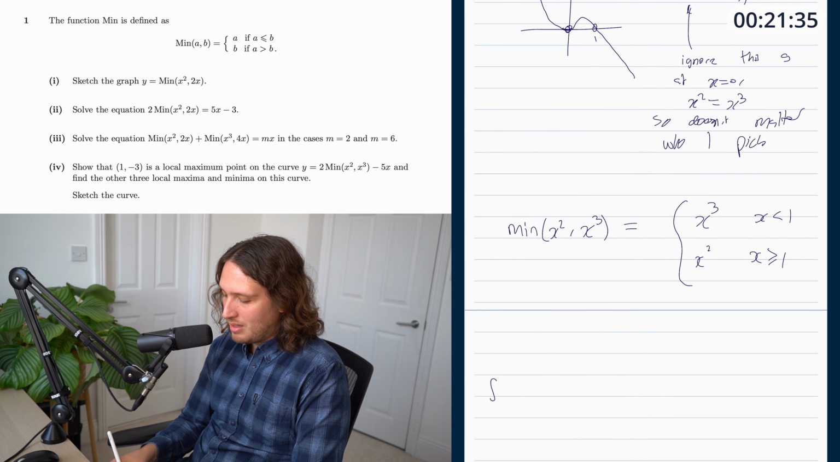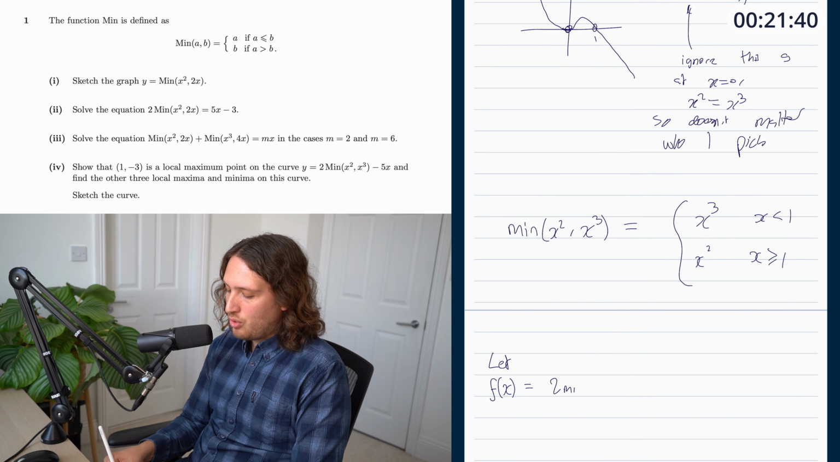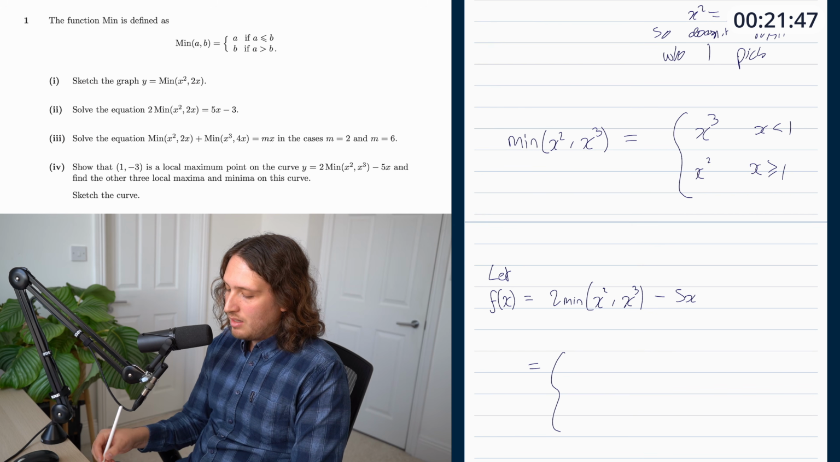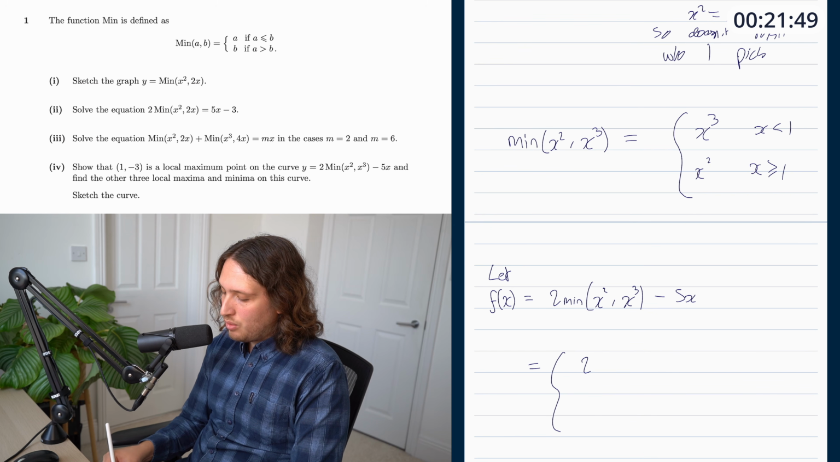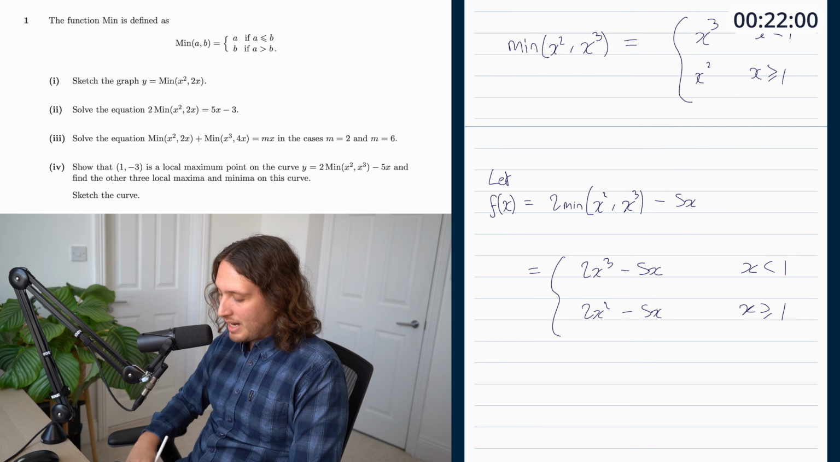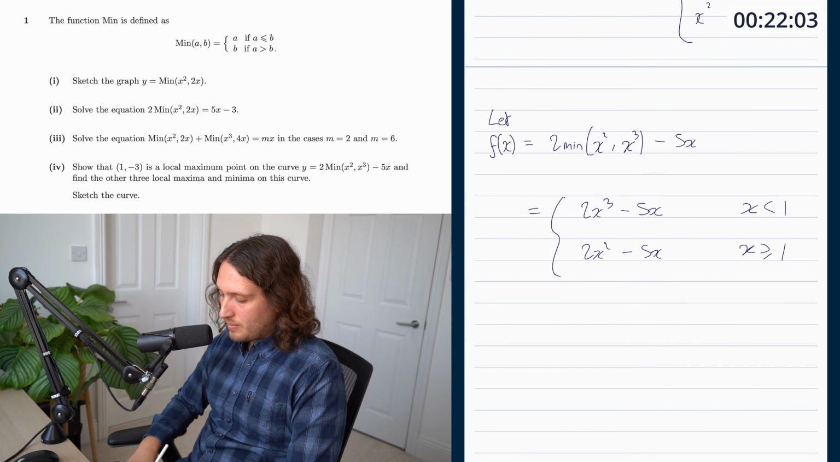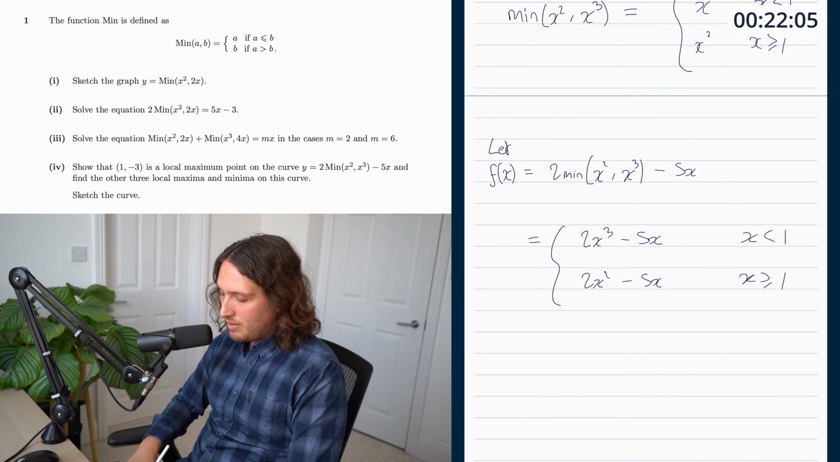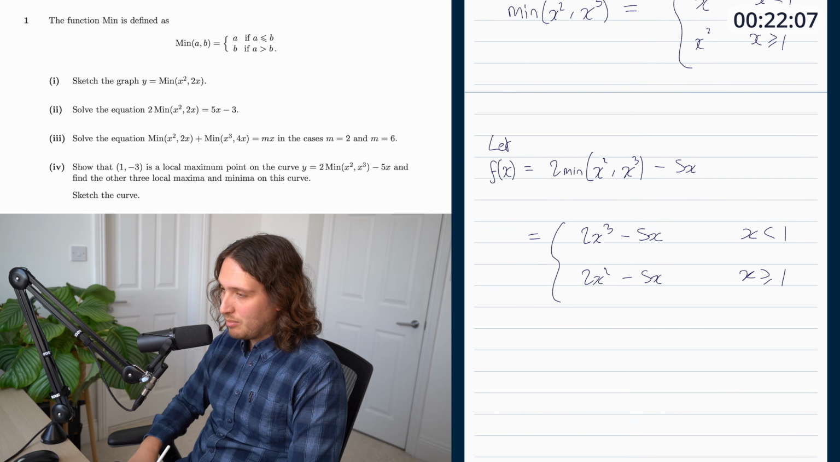Okay, so what is my function then? Let's give it a name. If I call f(x) 2 min(x squared, x cubed) minus 5x, what does it read? Well, it reads 2x cubed minus 5x and 2x squared minus 5x when x is less than 1 and x at least 1 respectively. I think that's correct. I've remembered my double.